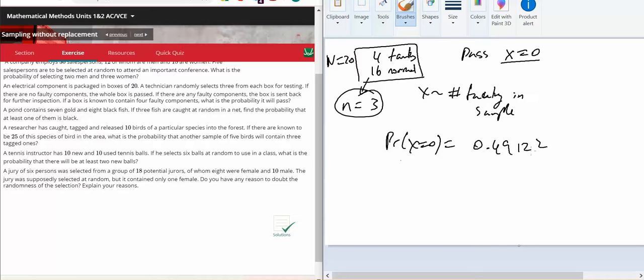So there's a 49.122% chance of getting no faulty components. Therefore, the box will pass.